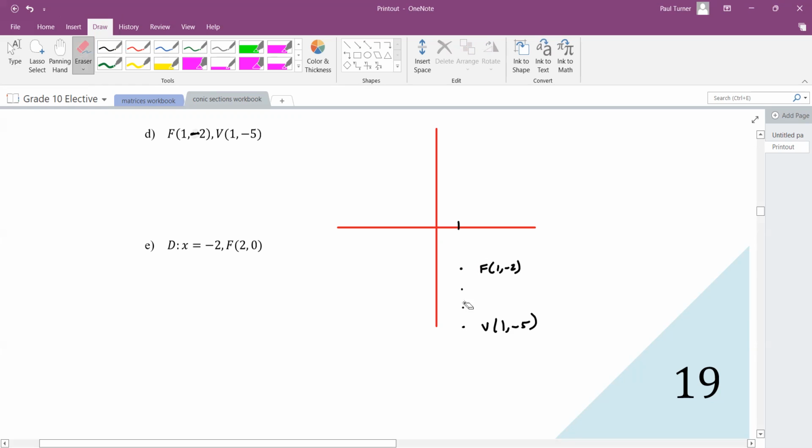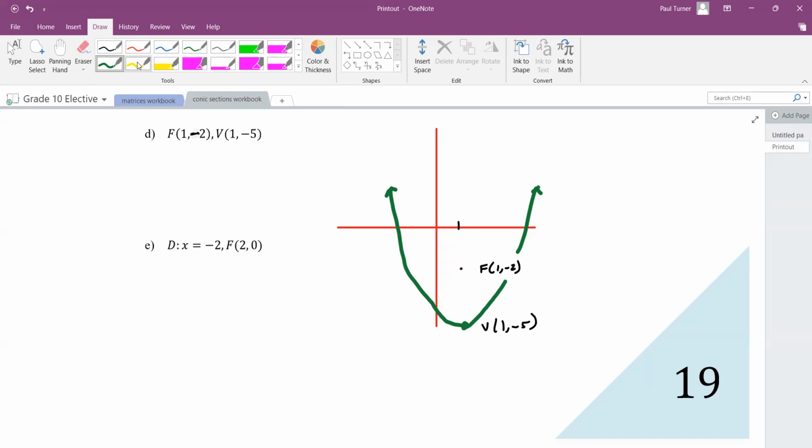Let's tidy that up. And our graph will go around the focus. The focus is inside the curve. So let's just draw that up. I'm not too worried about detail too much, just a general shape like that. Okay, so we go around the focus and through the vertex, which is here.